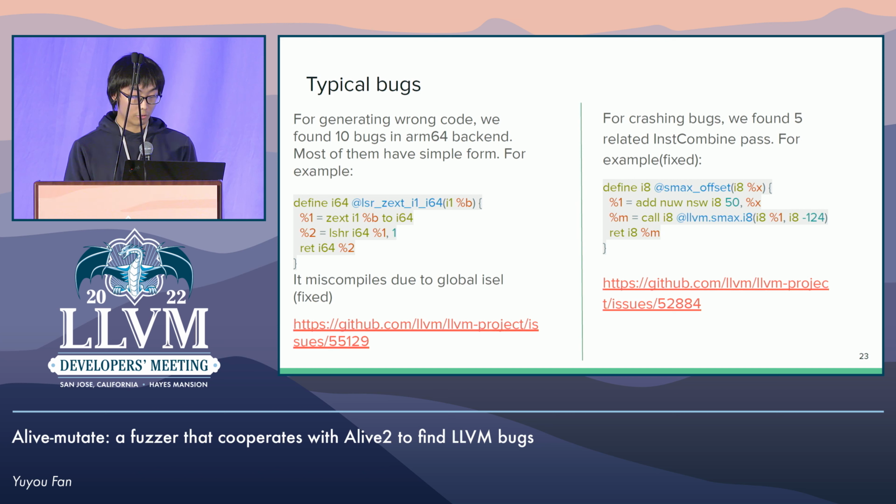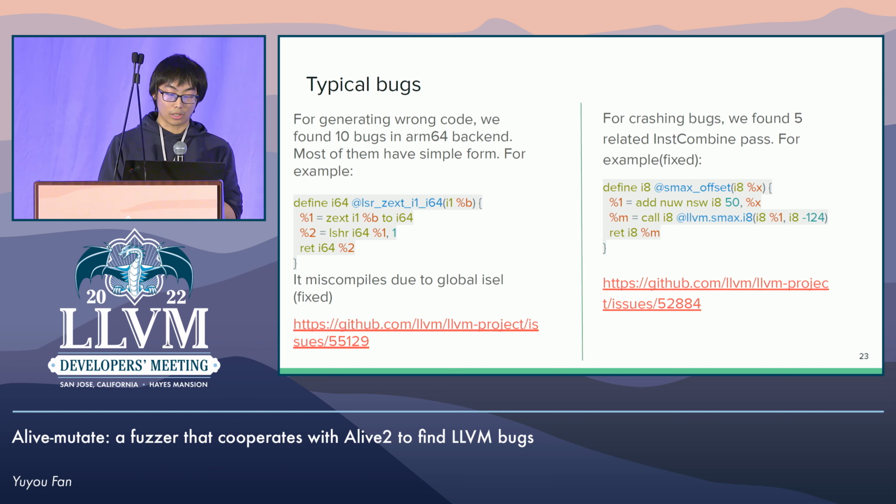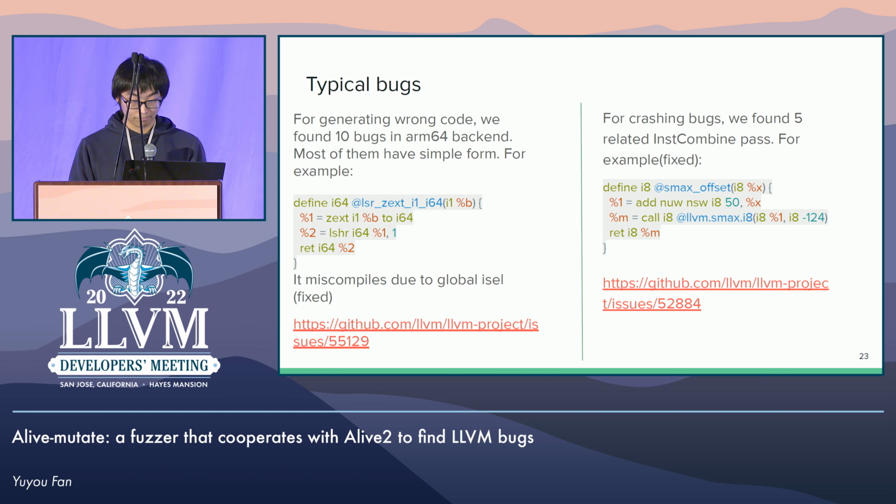The left part is about generating wrong code. We found 10 bugs in the ARM64 backend, and most of them have a simple form. For example, this function receives an I1 integer and returns I64. The first operation is an extension, and the second is a logic shift, and it returns that. It miscompiles due to global instruction selection.